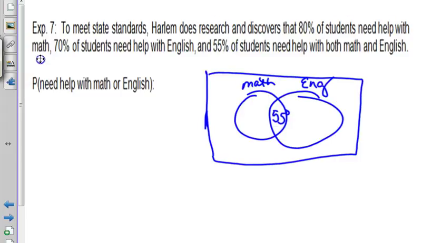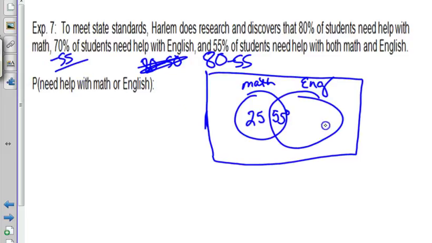80% need help with math. That could be math and English or just math. Well, if there's already 55% that's both, what does that leave? 80 minus 55 is 25. Yes, okay. Just English: if 70 total need help with English, and we already have 55 in the both category, that leaves 15. Okay, so my diagram is not proportional, right? There's actually very much overlap.